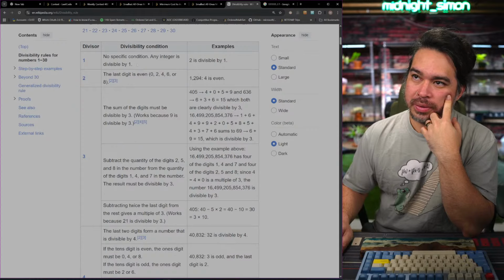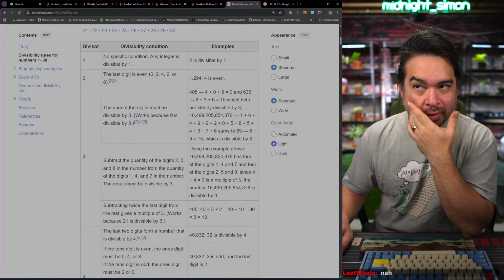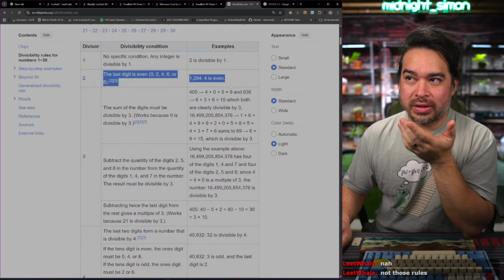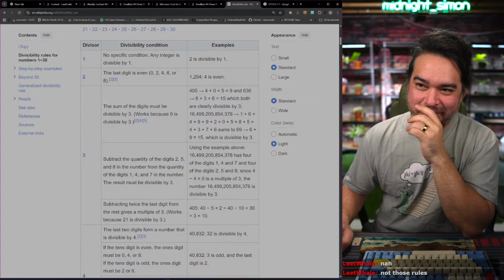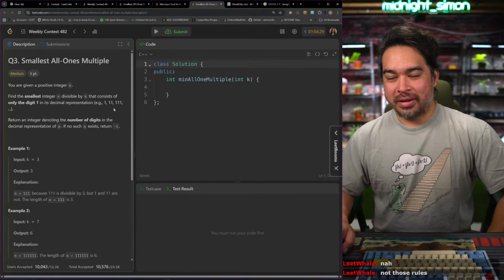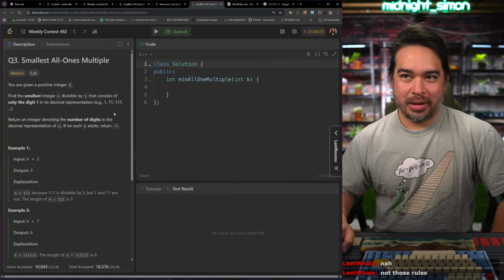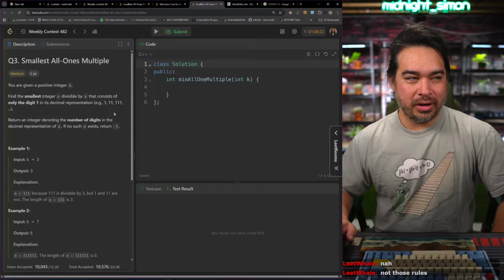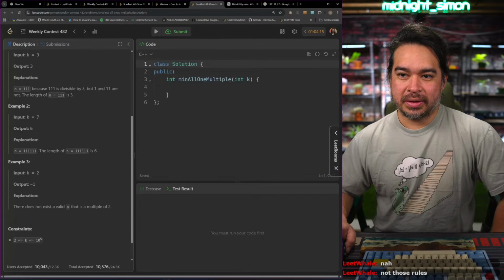So, alright, if k is 1, the answer is 1. K is 2, answer is not possible. Wait, not those rules. Let me stop looking at these rules, and thank you for telling me so I don't waste my time. But if that's the only thing I'm thinking of right now, man. But we gotta think of something else.